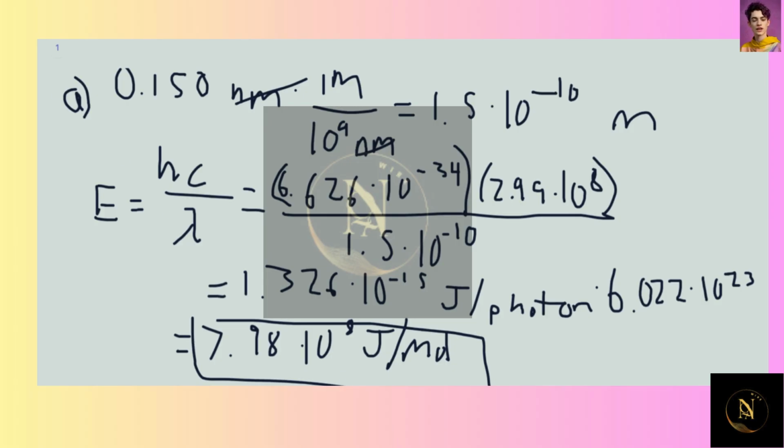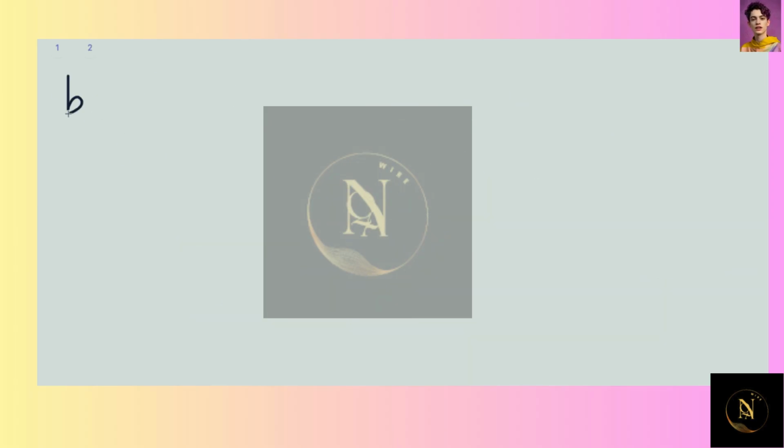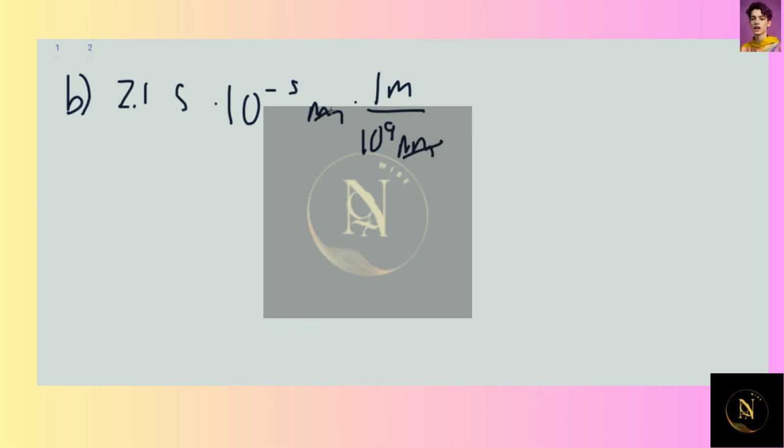Now we do the same thing for letter B. We start with 2.15 times 10 to the minus 5th nanometers, and we convert that the same way, so 1 meter over 10 to the 9th nanometers. Now nanometers cancel, and we get our wavelength in meters, 2.15 times 10 to the minus 14th meters.